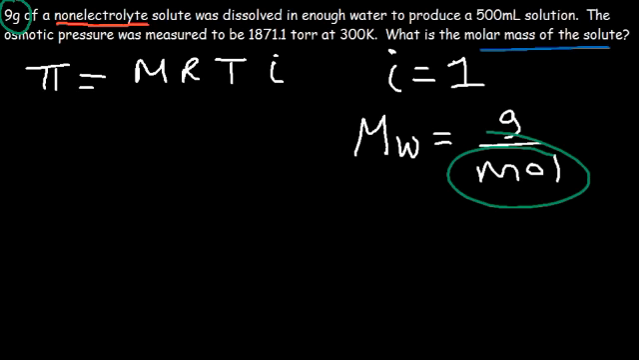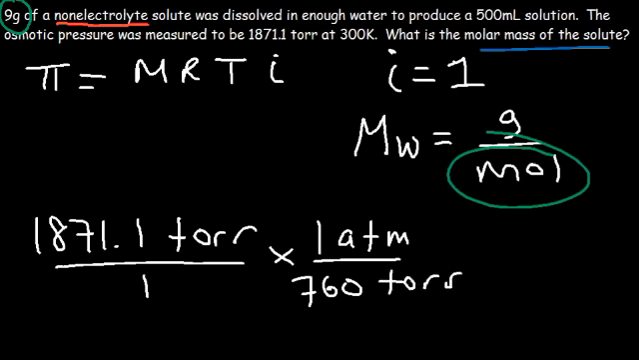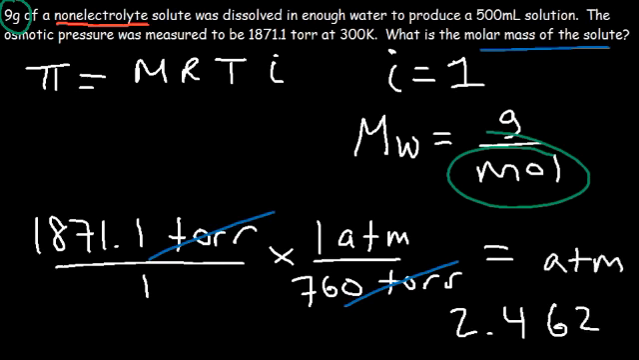Now, what is the osmotic pressure in this problem? Notice that the unit is measured in torr. If we're going to use the gas constant 0.08206 for R, the unit has to be in atm. So let's begin by converting torr into atm. It turns out that 1 atm is equal to 760 torr. So if we divide these two numbers, this will give us a pressure of 2.462 atm. So this is the number that we need to plug into the equation. Let's replace that with pi.